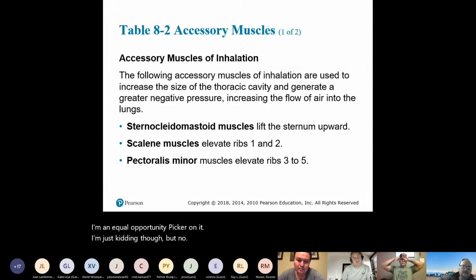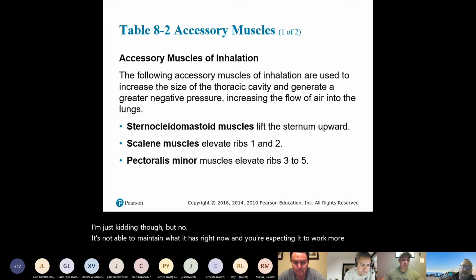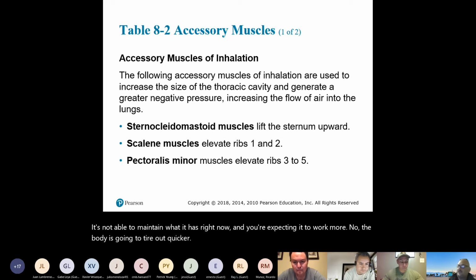But no, it's not able to maintain what it has right now, and you're expecting it to work more. The body's going to tire out quicker, and that's really the thing you have to worry about.